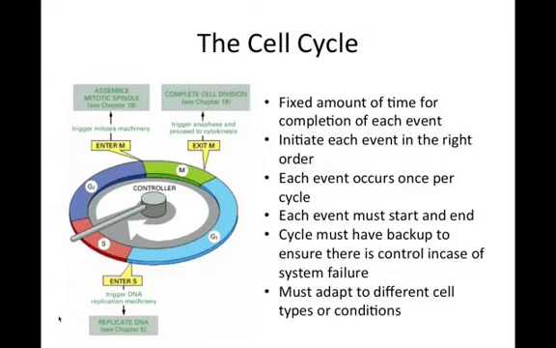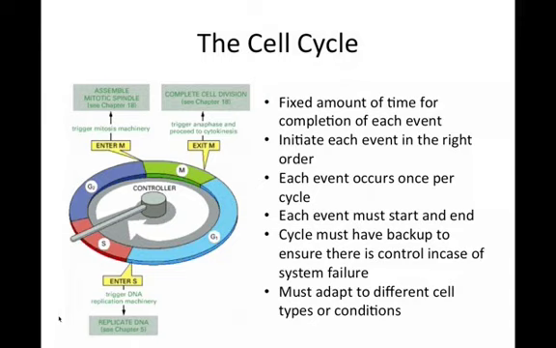So that's my introduction to the cell cycle. We'll talk a lot about the cell cycle, how there's a fixed amount of time for completion of each event. What's each event? As in G1, S, G2, M phase. Each event needs to proceed in the correct order. They each need to occur once per cycle, not two mitoses in a row. Each event must have a start and an end, and there must be backup mechanisms to make sure the cell cycle proceeds normally in case there's some sort of issue.